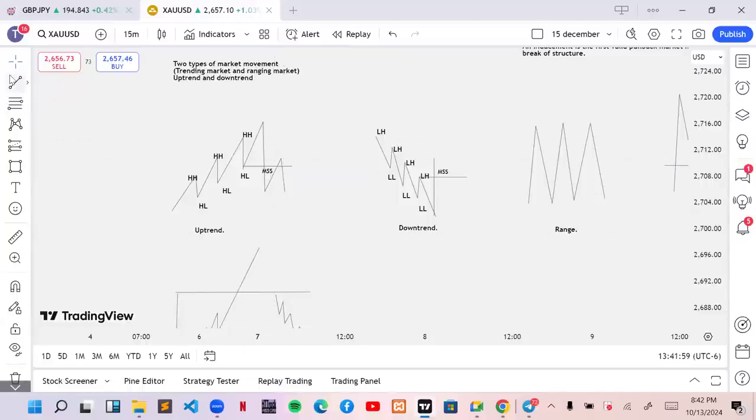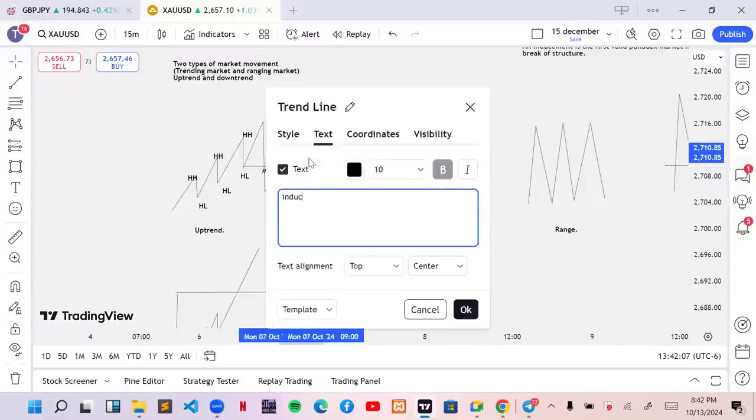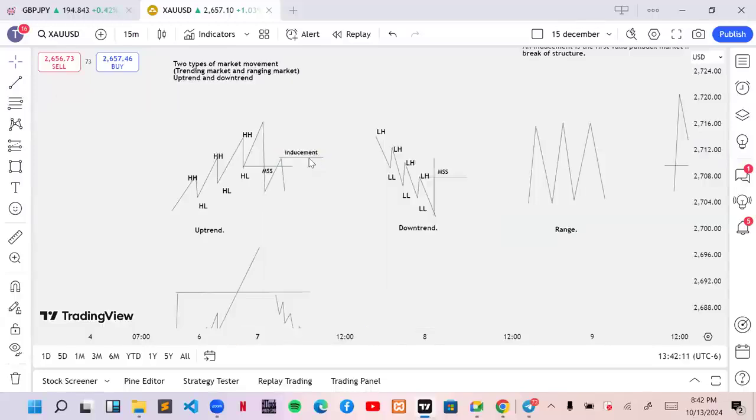So this was the first pullback, and this is what our inducement is here. So this is our inducement. It can be multiple candles, or one single candle that just pulls back a bit. Everything depends on time frames.